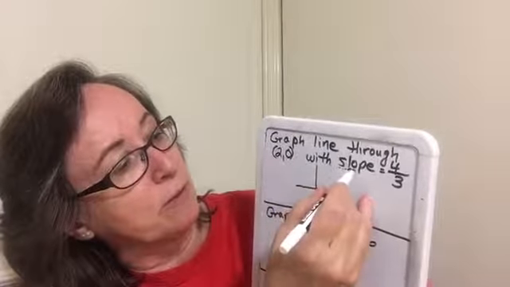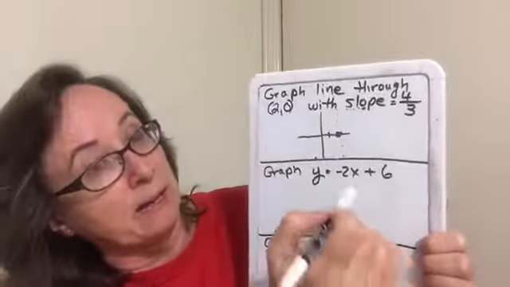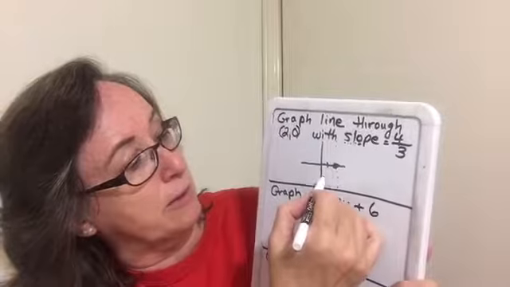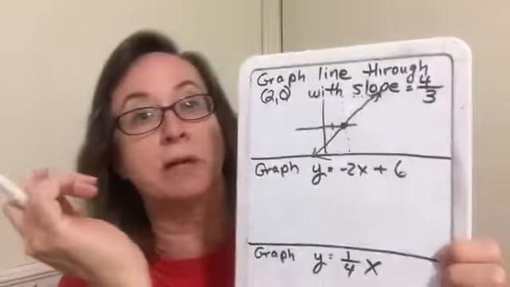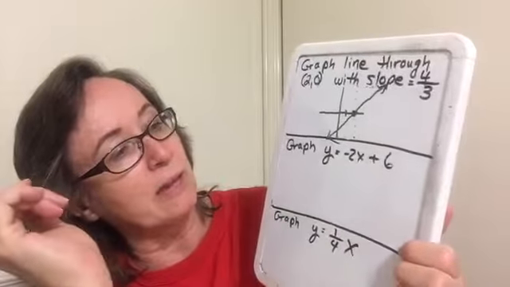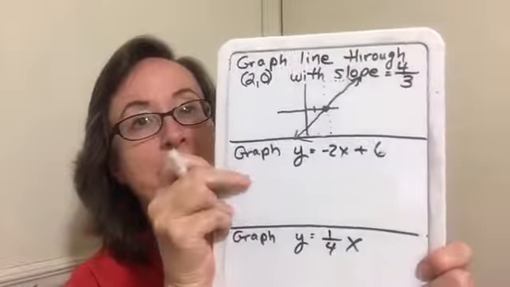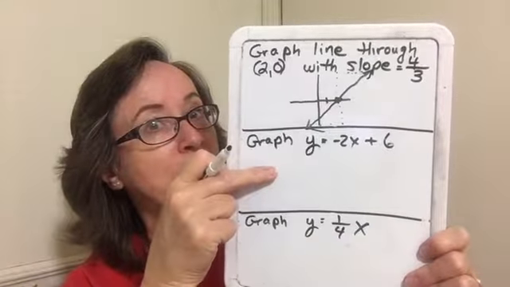1, 2, 3. Okay, so we're going to draw a line through those points going all the way up through there. In a perfect world with graph paper, they would all be on the same line. Okay, so now we have a line that is already in slope-intercept form.